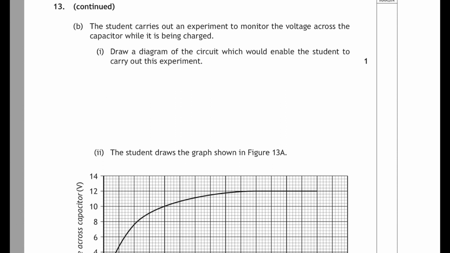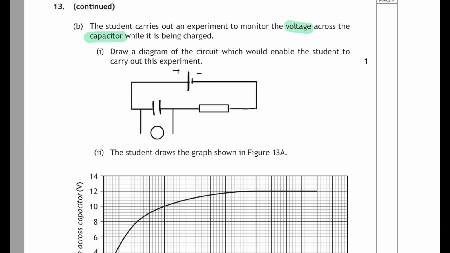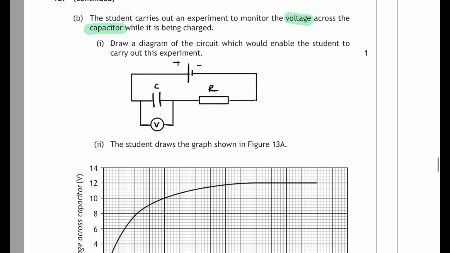Well, we want a series circuit here with a capacitor and a resistor in it, with a DC battery power supply. So take your time with this, make sure you use a ruler and make sure you get your symbols correct as well. If we want to monitor the voltage across the capacitor while it's being charged, then you need a voltmeter across the capacitor as shown in the diagram. That's just one mark there.